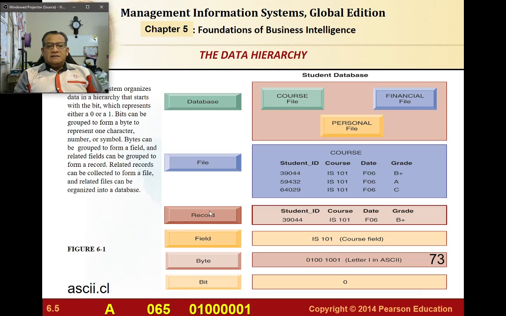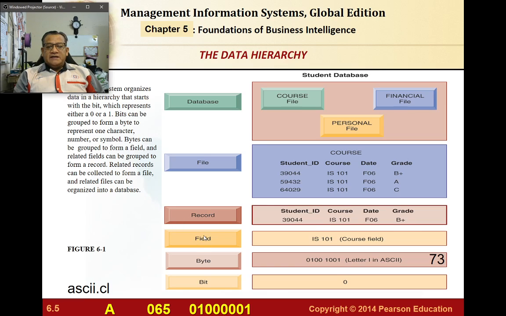Under the file, there is a record. For this record, it has the following data names, for example, student ID header, course header, date, and grade. So for this student, for example, matric number 39044, has taken Information System Course 101, and the date is fall semester 6, and it has attained a grade of B+.